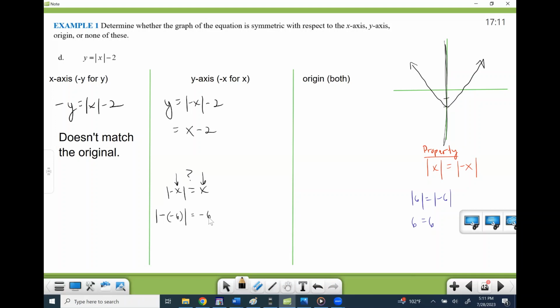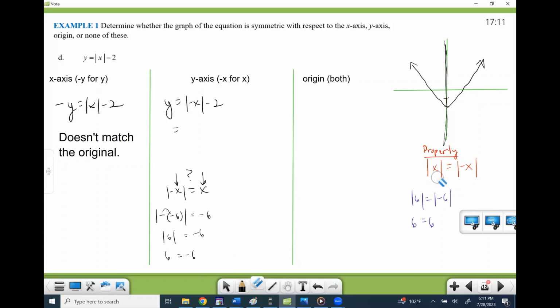Now, if you look at the left-hand side, we know that these two negatives here are going to make a positive, and then the absolute value of 6 is 6. Meanwhile, this guy is going to stay a negative 6. So it does not work in the case when x is negative, okay? So this is actually not true. So don't write that down.